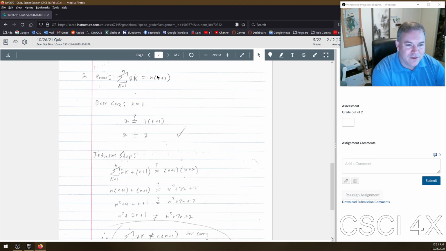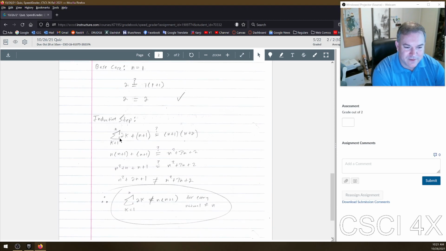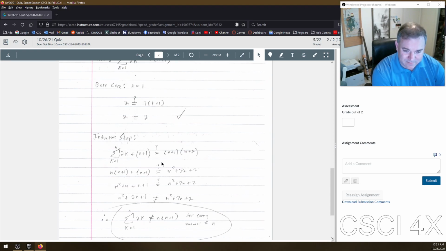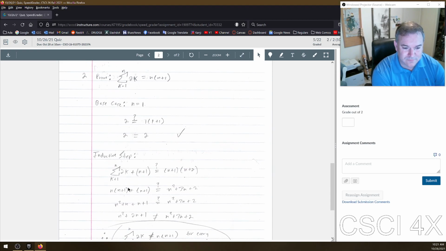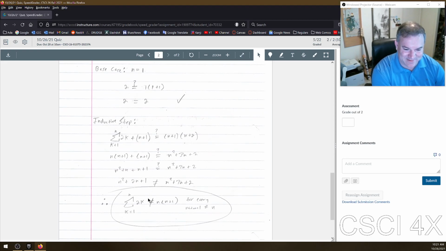All right, so here we go. Inductive step. Okay, that's a good way of setting up, by the way. So, nope. Forgot the times two. So just added an n+1 at the end here. So that's not going to work either.